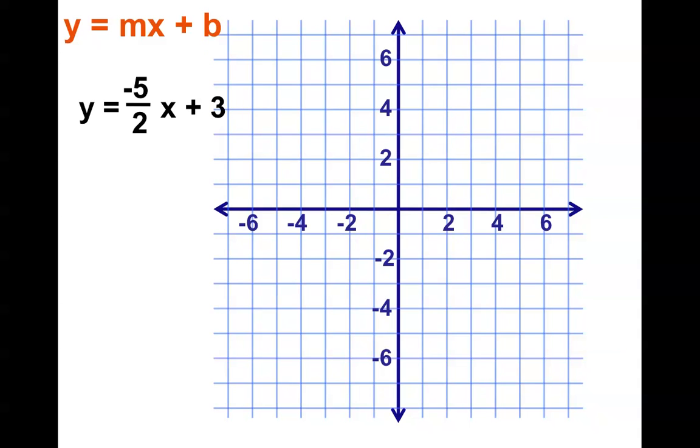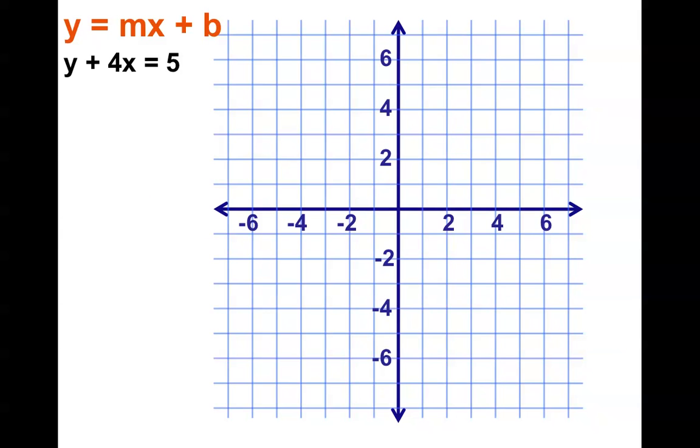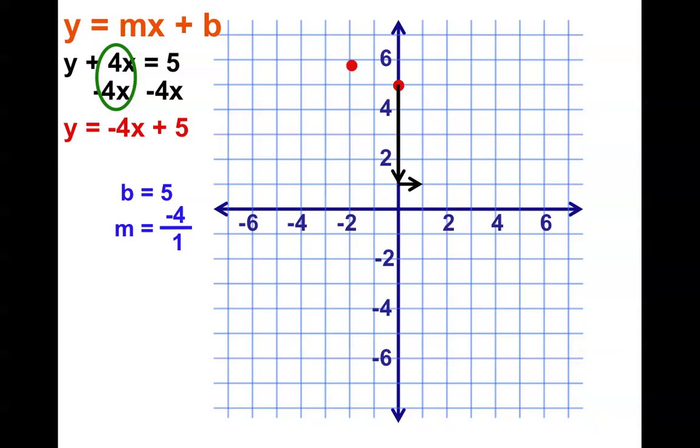Okay, I have 3 where I'm going to be crossing the y-axis, and then my slope is -5/2. Down 5 over 2. And I get it. Notice I went down 5 because -5 goes down the y-axis. What if I have this one? Uh-oh, the y is not by itself. Good thing we know algebra. -4x minus 4x. Y equals -4x plus 5. Y-intercept is at 5. Slope is -4. Down 4 over 1.